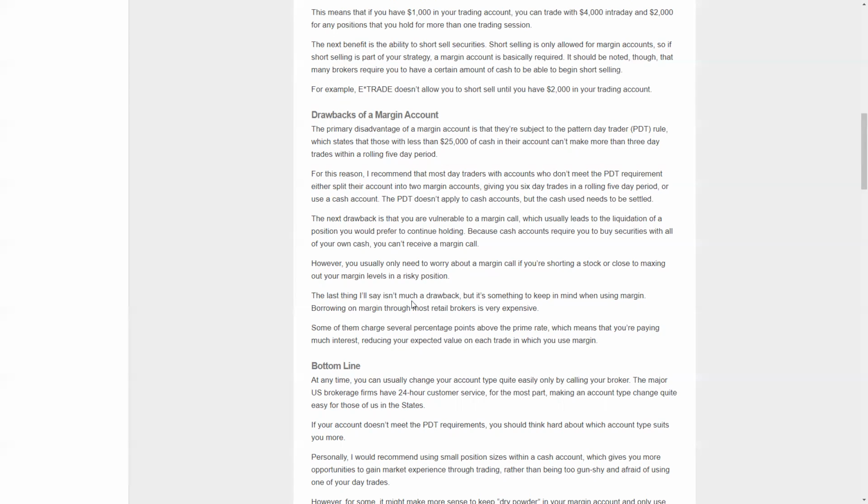The last thing I'll say isn't much of a drawback, but it's something to keep in mind when using the margin. Borrowing on margin through most retail brokers is very expensive. Okay, this is what I was telling you guys. They're going to have those hard to borrow rates. Some of these charge several percentage points above the prime rates, which means that you're paying much interest, reducing your expected value on each trade in which you use margin.